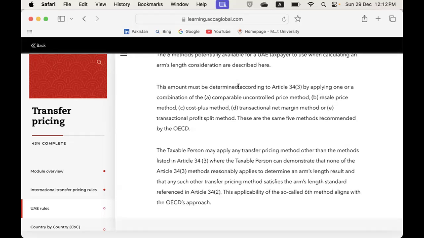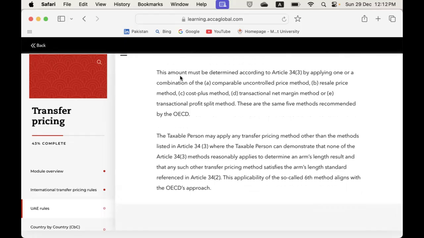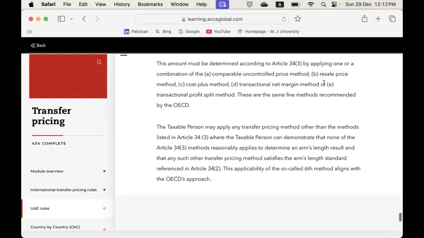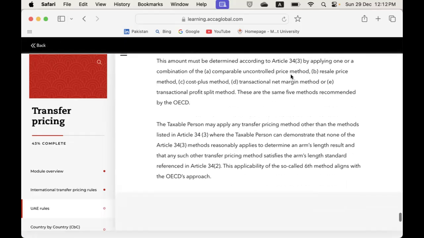We saw 5 different methods that we discussed earlier under the OECD's transfer pricing guidelines. They will be repeated. This amount must be determined according to Article 34 by applying one or a combination of the comparable uncontrolled price method, you remember the CUP method, then the resale price method, then the cost plus method. The first 3 of them, what were these called? If you remember, guys, these are the traditional transaction methods. Yes, right. And then after that, what are we looking at? Transactional net margin method, TNMM, and transactional profit split method. The other 2 methods, what were they called? Transactional profit methods. These are the same as the 5 methods recommended by the OECD.